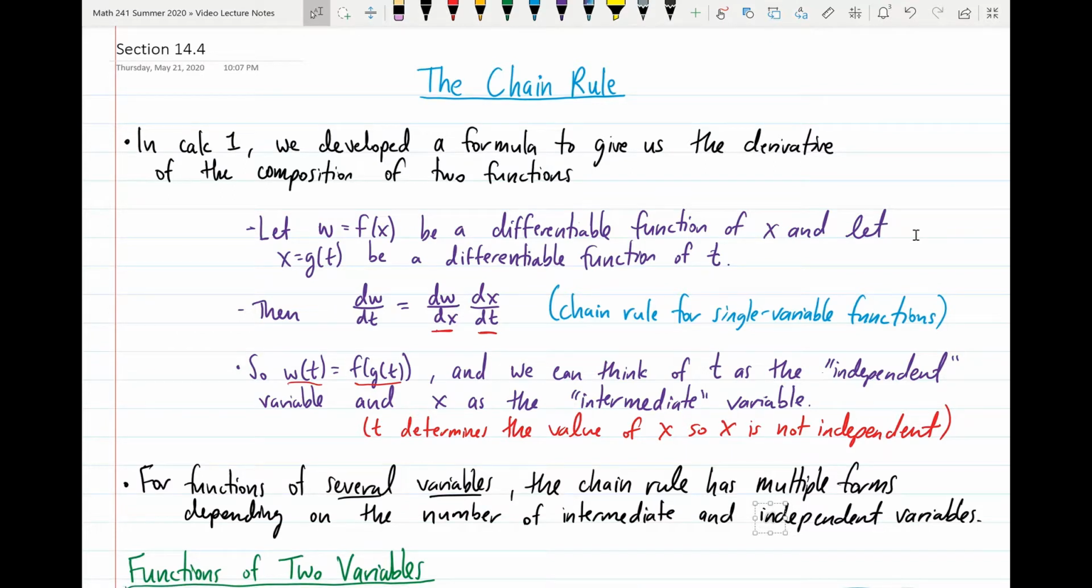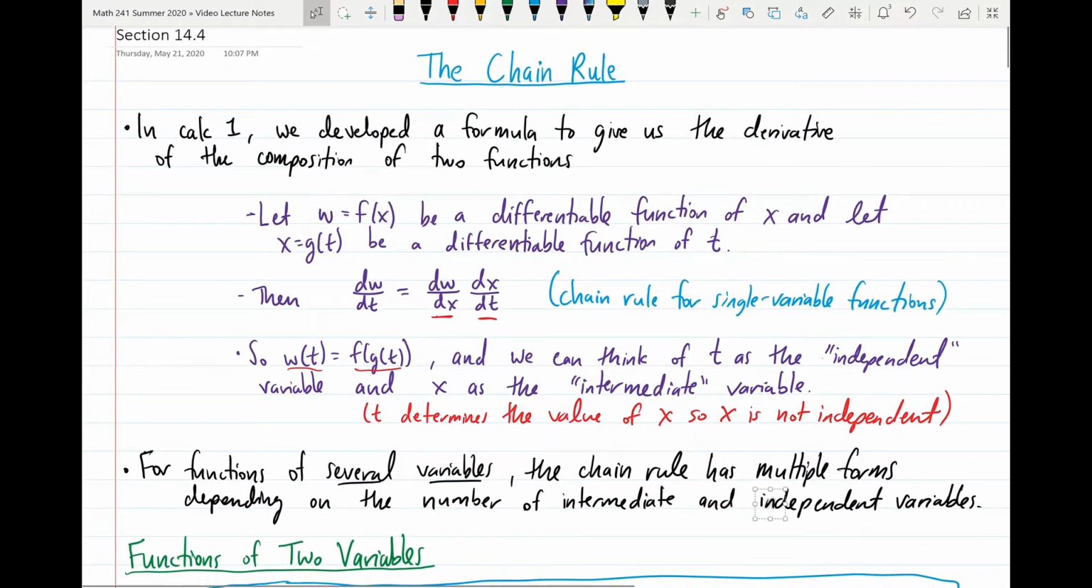In this video we'll be talking about section 14.4, which addresses the chain rule for functions of several variables. Remember that back in Calculus 1 we developed a formula that gave us the derivative of the composition of two functions. So what exactly do I mean by that?